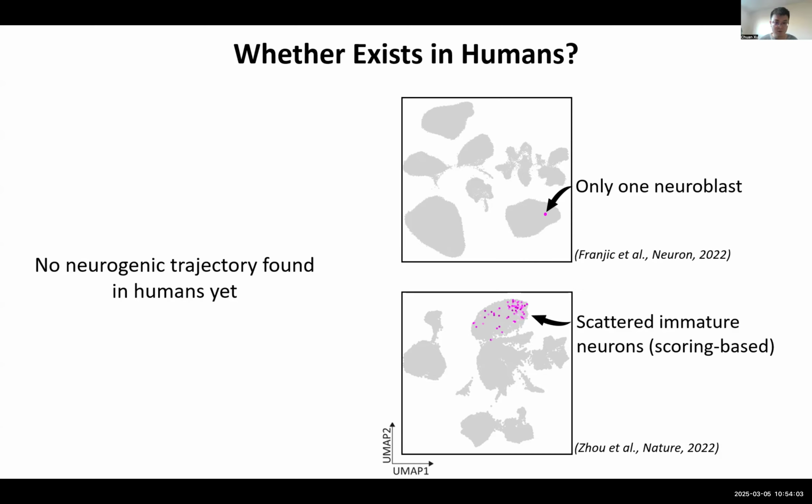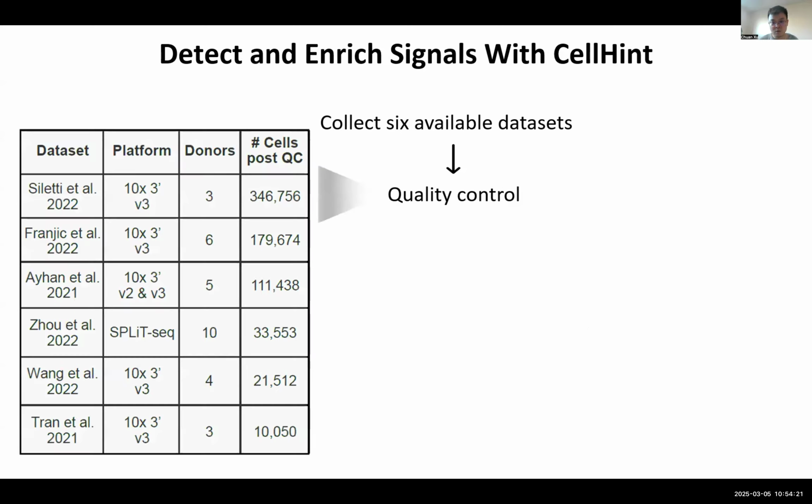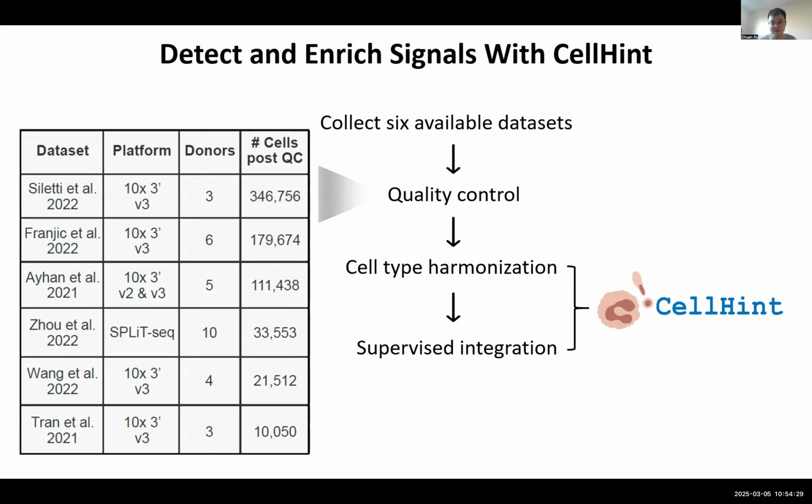This means that we need a tool which is more powerful and interpretable to enrich such signals, and CellHint presents such an opportunity. And to this end, we collected 6 adult human hippocampus datasets, which after quality control resulted in 700,000 cells used for downstream analysis. And next, we applied the 2 modules in CellHint, including the cell type harmonization and the supervised integration, followed by manual inspection and revision to refine the cell type results.